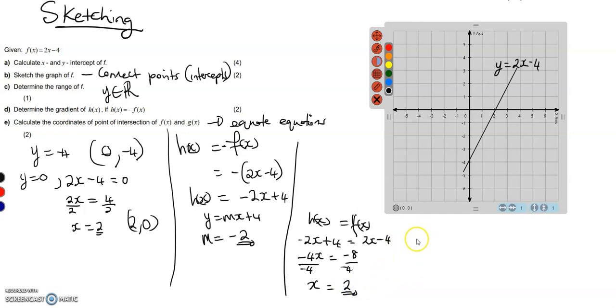Then, since it's a coordinate, you need to find the y coordinate. You're going to substitute into the equation h of x, which is your y, which should be equal to negative 2 in bracket 2 plus 4, which is negative 4 plus 4, which is going to give you 0. So your y there is 0. It's going to be 2 and 0 as your coordinate. That's your answer there.